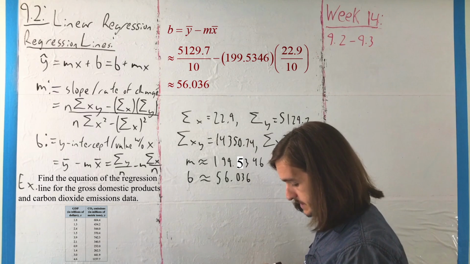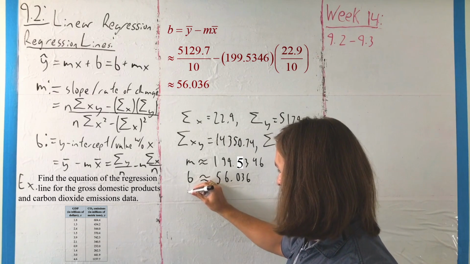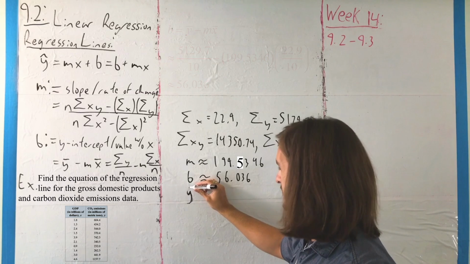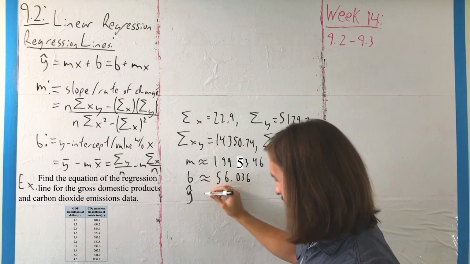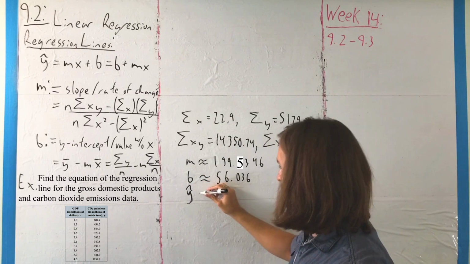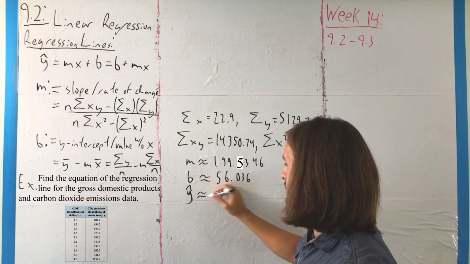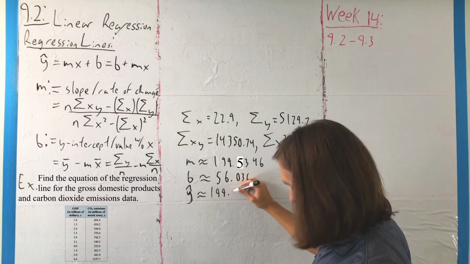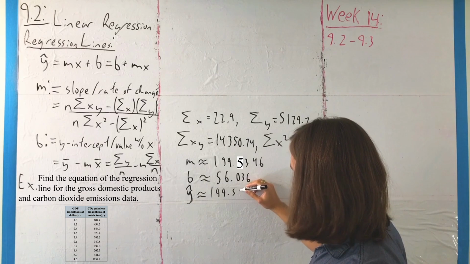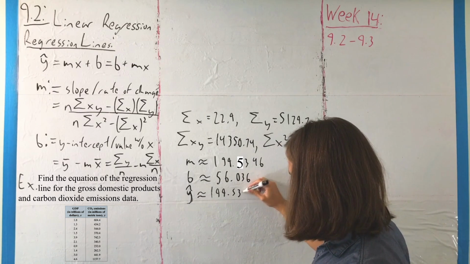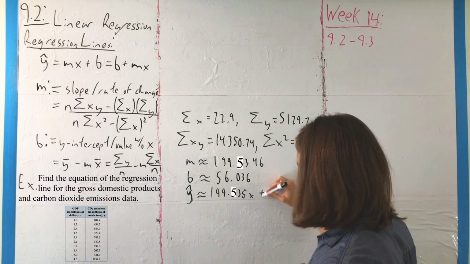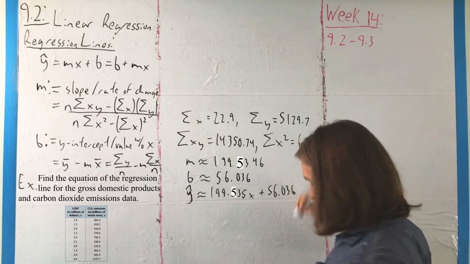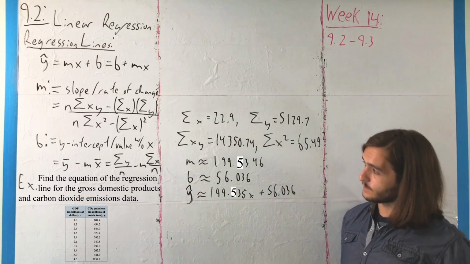So if you wanted to put them together, you would get that the linear regression equation here, up to my ability to write the letter y, will have approximately the form y = 199.535x + 56.036, up to my ability to read and write.